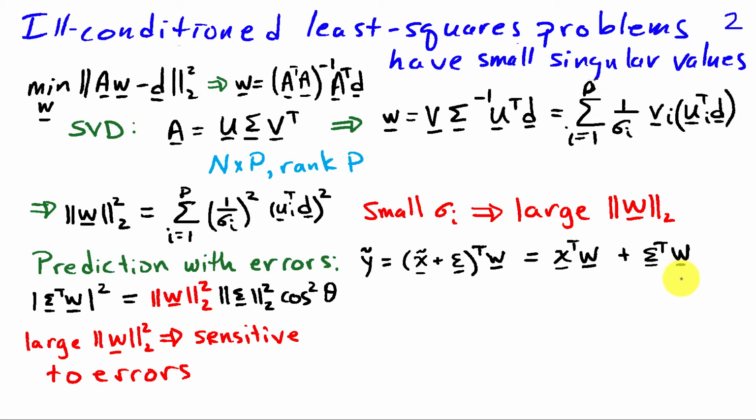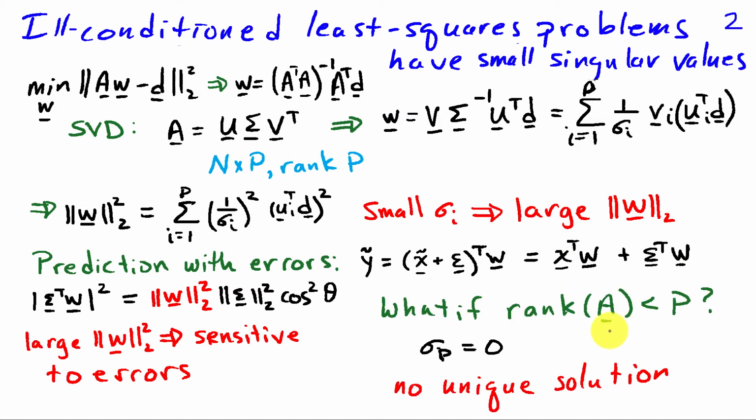and that can be written as x transpose W plus epsilon transpose W. If we look at how big the term associated with the errors in our features is, we find that its magnitude squared is proportional to the norm squared of W. As the norm squared of W becomes large, our solutions become very sensitive to errors. In fact, our solution could be dominated by this second term and be completely irrelevant to the first term when the norm of W becomes very large.